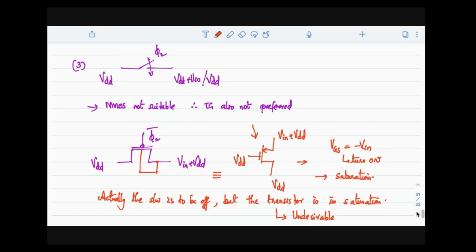So what should we do? Because we do not have any other choices. We have only NMOS, PMOS, and transmission gate. None of the choices are giving any solution for that, right? So you just think on what can be done. Meanwhile, I'll draw the complete circuit with the appropriate switches we have selected so far.